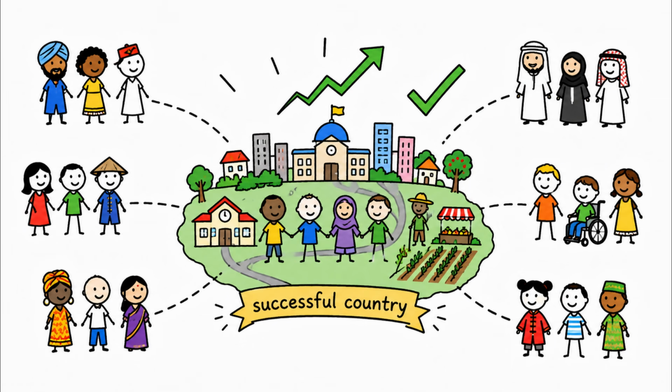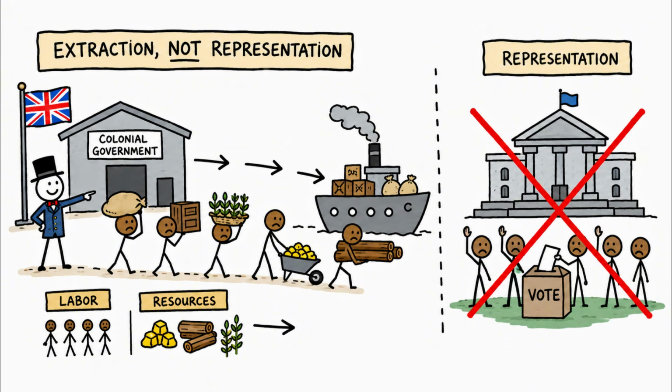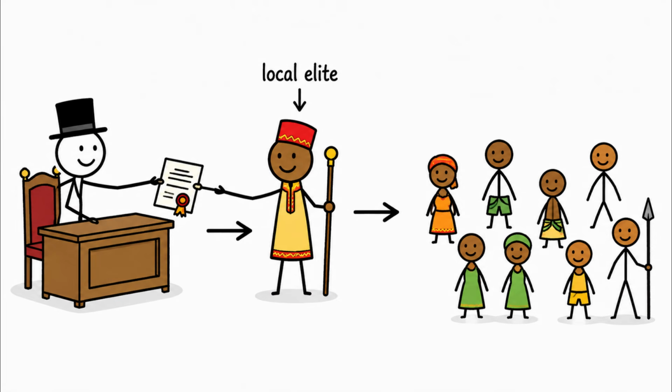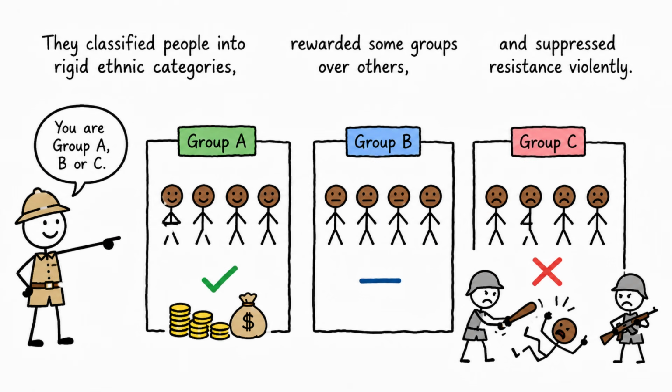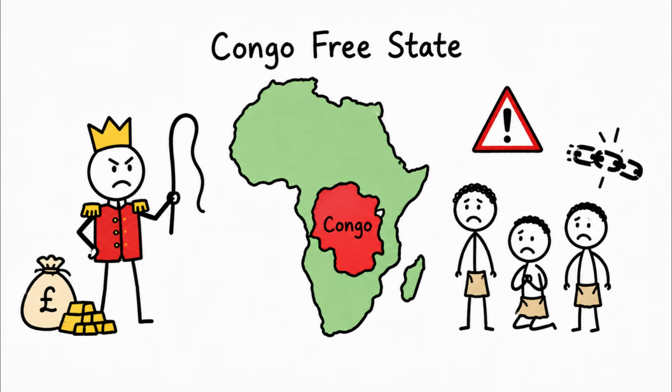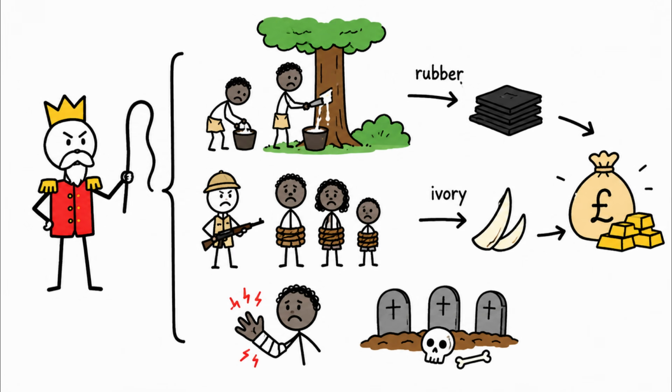The deeper problem was that colonial governments were designed primarily to extract labor and resources, not to build representative states. European rulers often governed through selected local elites. They classified people into rigid ethnic categories, rewarded some groups over others, and suppressed resistance violently. The Congo Free State became one of the most brutal examples. Under King Leopold's rule, people were subjected to forced labor, hostage taking, mutilation, and mass death in the pursuit of rubber and ivory. Elsewhere, colonial armies crushed states that resisted occupation.